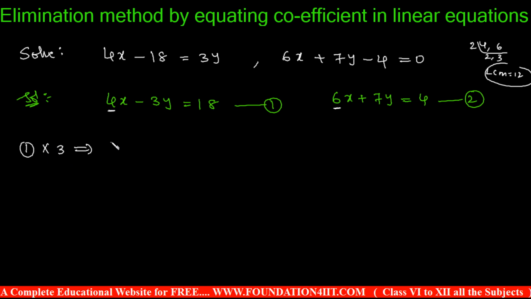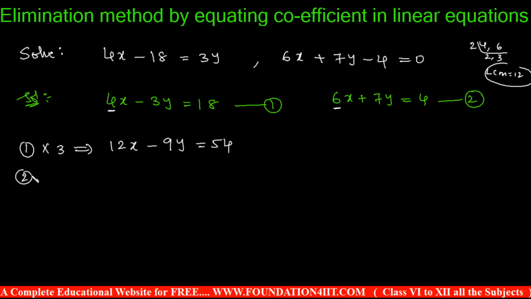That implies 12x plus 3 4s are 12, minus 3 3s are 9y, is equal to 18 into 3. Everything we multiply. That is 54. Right? That is the first equation into 3.